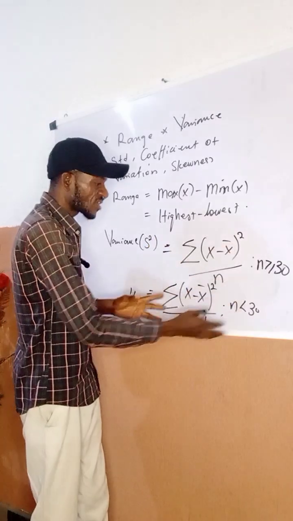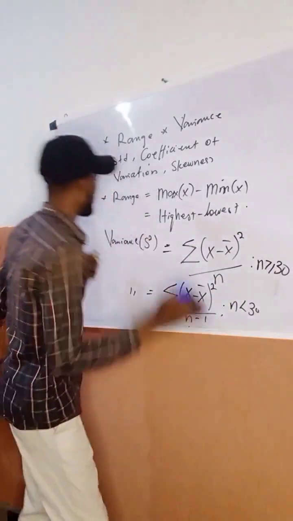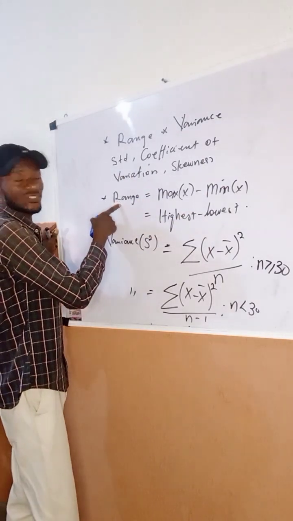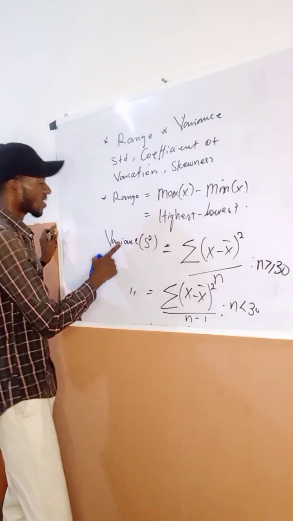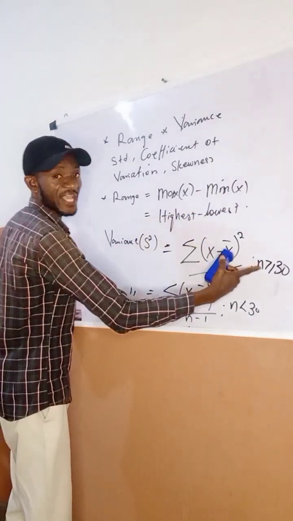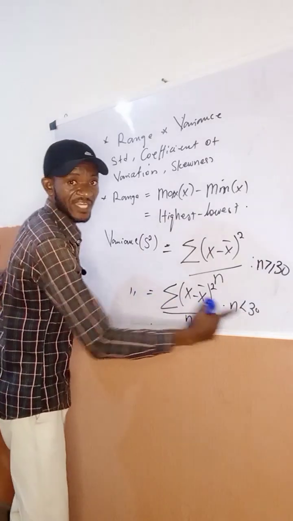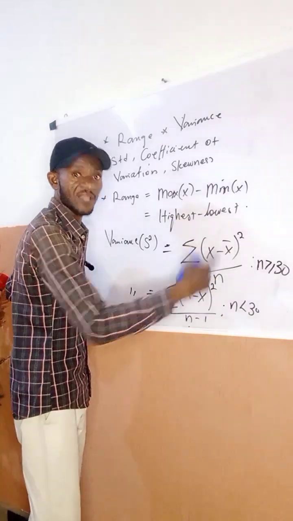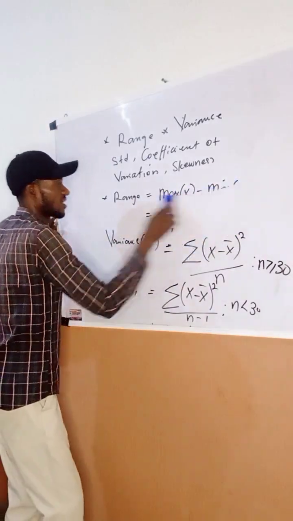How do we get our computational formula from this formula? Watch what I'm going to do. Permit me to clean this top. We talked about the range, highest minus lowest. We talked about variance: this formula when n is greater than or equal to 30, and this formula when n is less than 30. Let us see how we can get the computational formula from this formula, which we are going to use when we take examples. So permit me to clean.